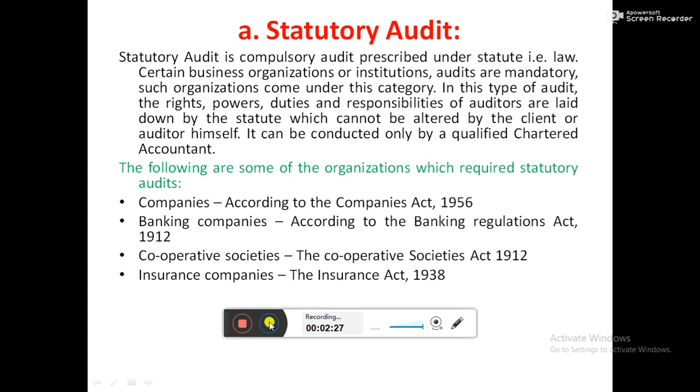And the second type of the organization which required statutory audit is banking companies. So in banking companies, that audit has to be done under Banking Regulation Act 1912. And the third type of organization is cooperative societies. So in the cooperative societies, the audit process has to take place according to the Cooperative Societies Act 1912. And the fourth example of statutory audit is insurance companies. In insurance companies, the audit will be conducted as per the Insurance Act 1938.